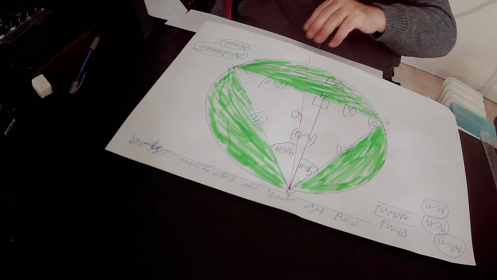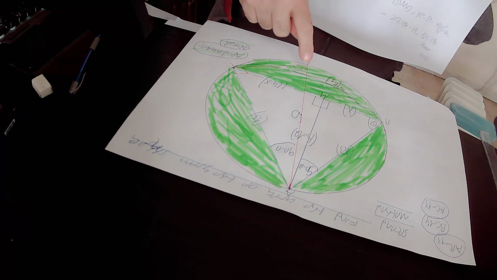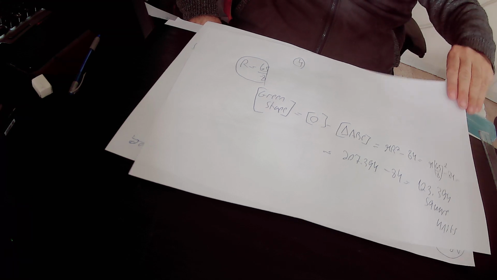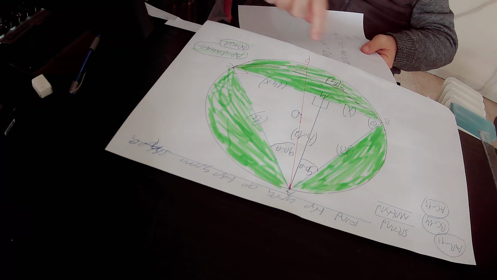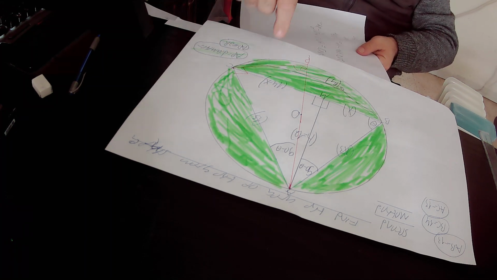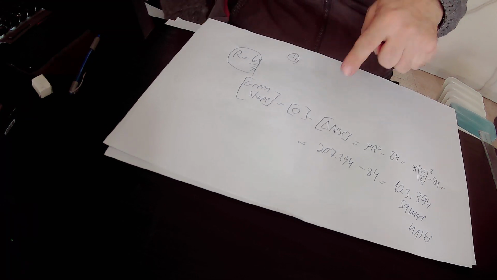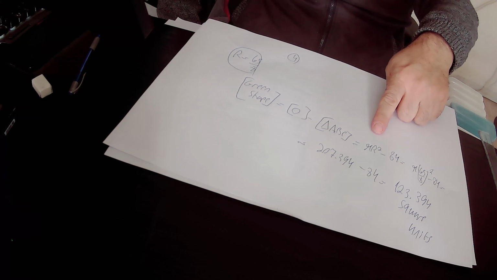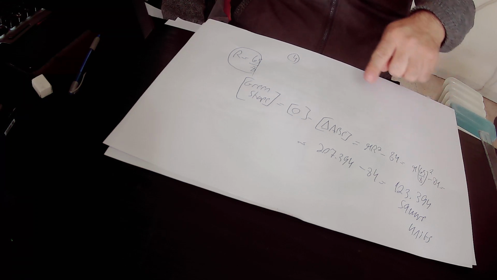I repeat again, the radius of this circle, capital R, is equal to 65 over 8 units. What is the area of the green shape? The area of the green shape equals the area of the circle minus the area of triangle ABC. The area of the circle is pi r squared. We have already found that the area of triangle ABC equals 84 square units.